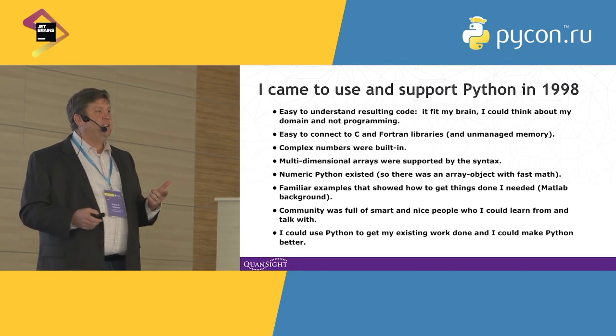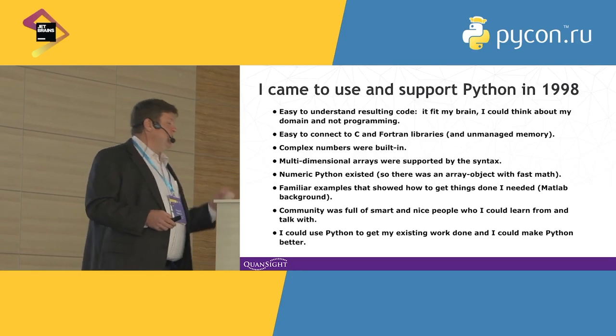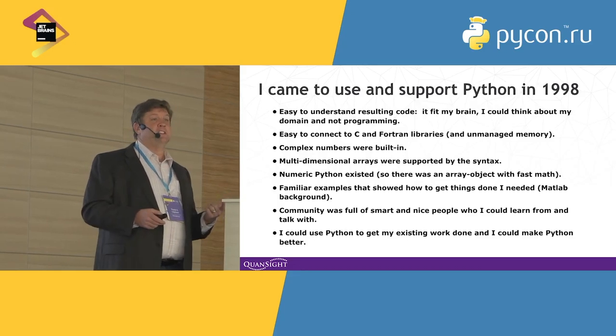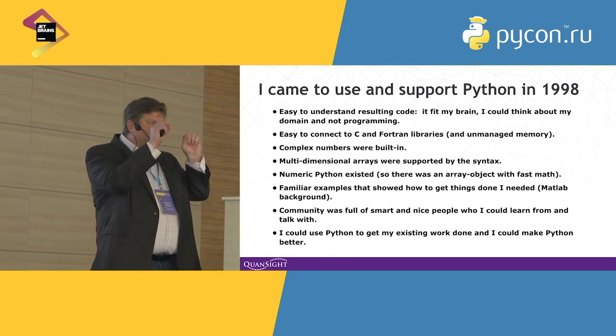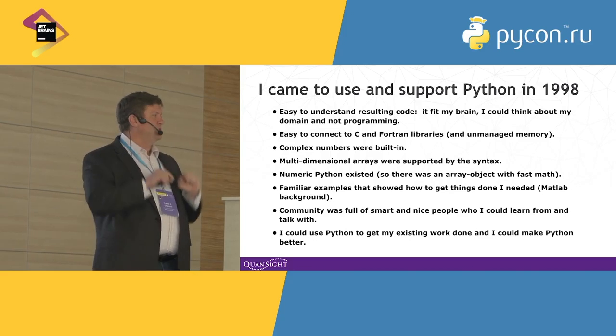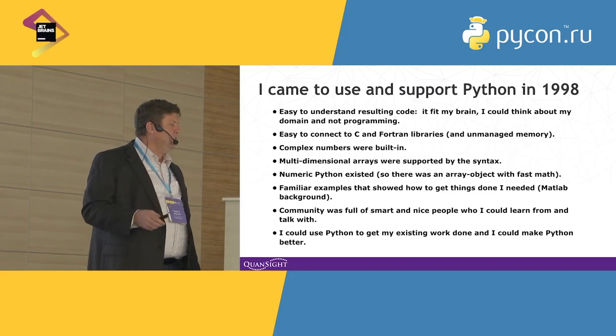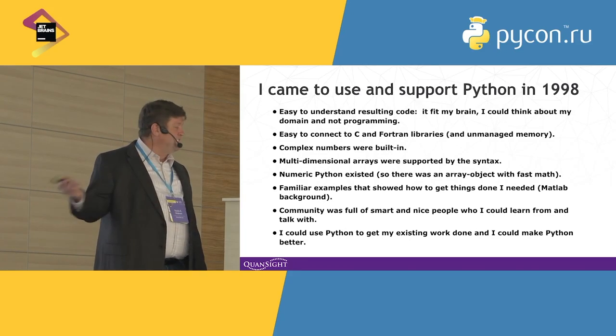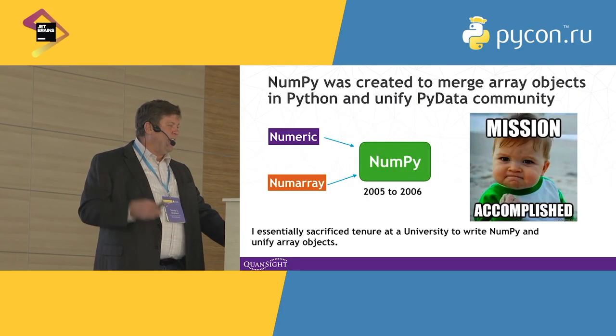Complex numbers built in. A lot of people ignored complex numbers. Java did, to their peril. Multidimensional arrays were supported by the syntax. Little things like colon, comma, colon in an index notation meant you could support multidimensional arrays from the beginning. There was an existing Numeric Python. There are familiar examples about it. There's a community full of smart people. I can get things done.